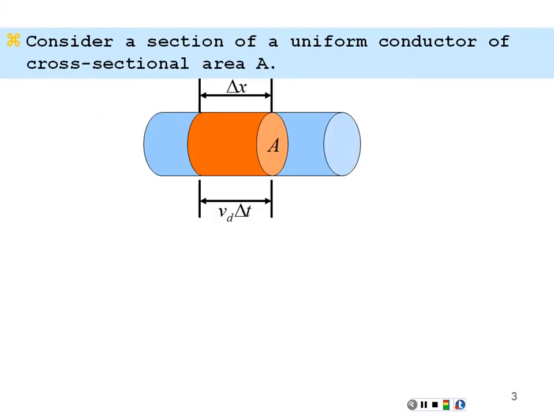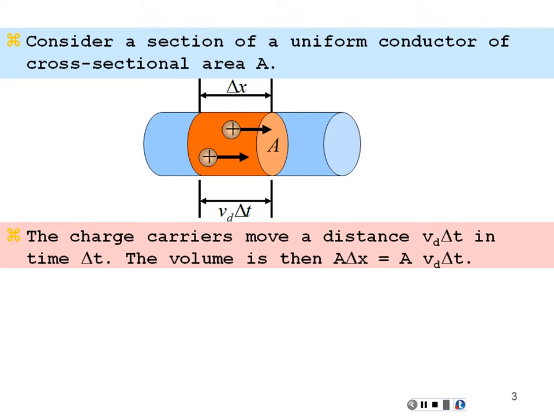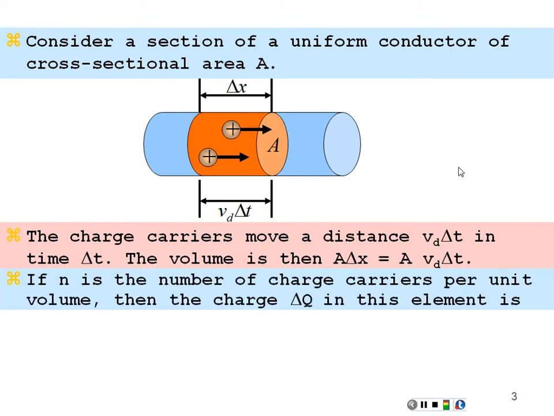Consider this wire, and we're going to consider a section of this wire. The length we're going to look at is some length, delta x, which is equal to the velocity of our carriers, the drift velocity, v sub d, times some interval of time, delta t. So we have this length, and we have this cross-sectional area. We have a volume equal to that length times the area for that cylinder. Enclosed within that volume are some charges. We're going to say those charges move some distance equal to delta x, their velocity times time.